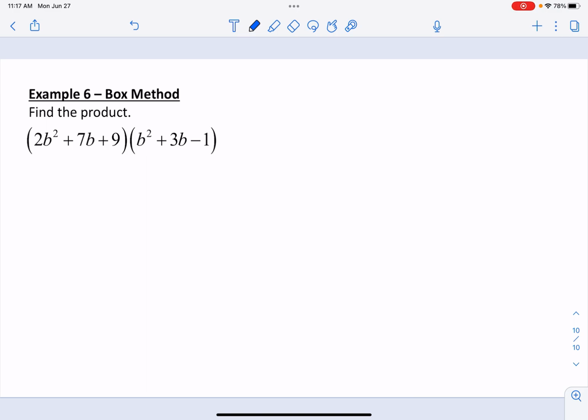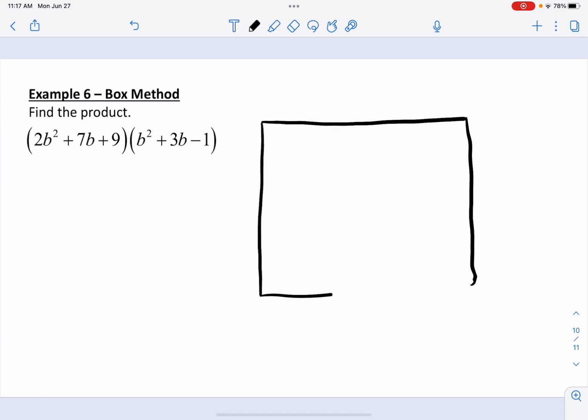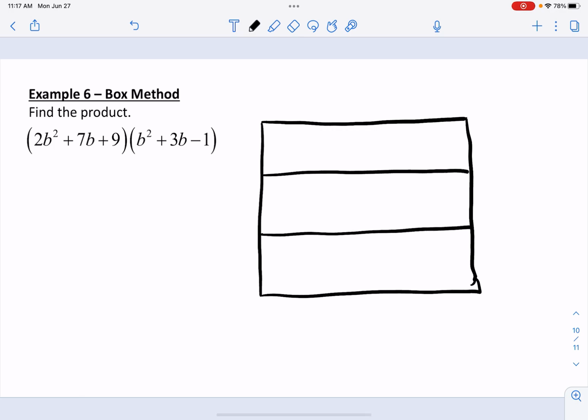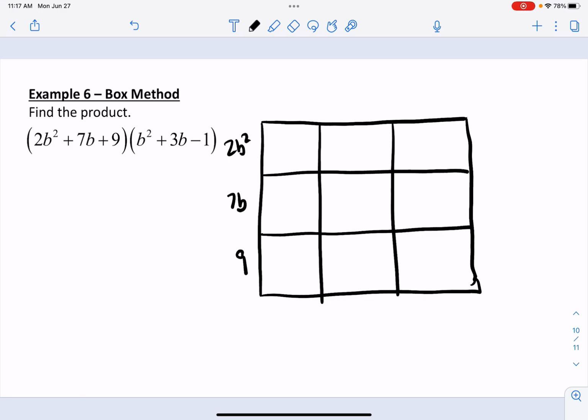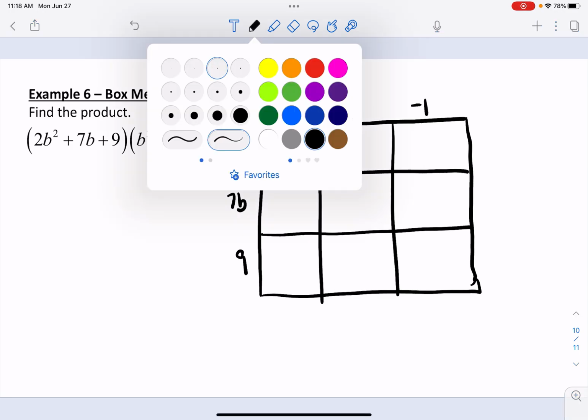Okay, now this one with the box method. I have a trinomial times a trinomial. So I have to make my box a little bit bigger because I have 3 terms that I'm going to put across the side and 3 that I'm going to put across the top. It doesn't matter which one you put on the top, which one you put on the bottom. I'm just going to stay consistent with what I did with the first example. So the first one I put across the bottom. Next one I'll put across the top. Okay, now it's just a matter of multiplying.